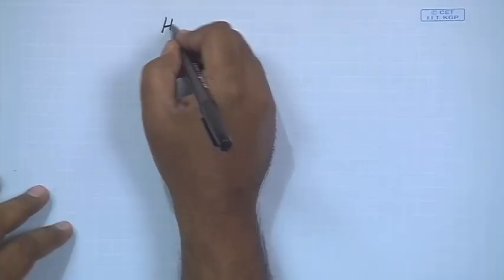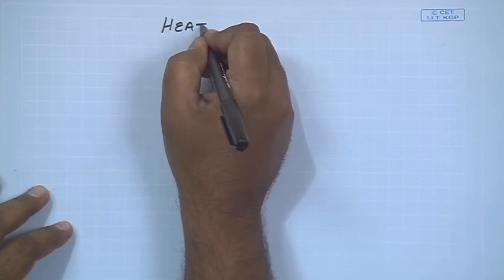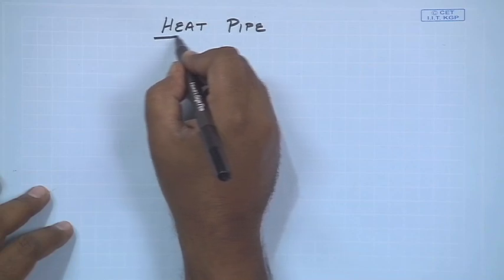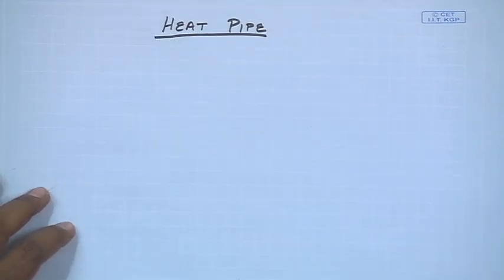So today what we are going to talk about is a special heat exchange device. It is also called heat exchanger in the sense that it helps in exchanging heat from a hot stream to a cold stream, or a hot surface to a cold stream, but it does so in a sort of unique manner. The name of that special heat transfer device is heat pipe. Let me write it down. So now what is a heat pipe?